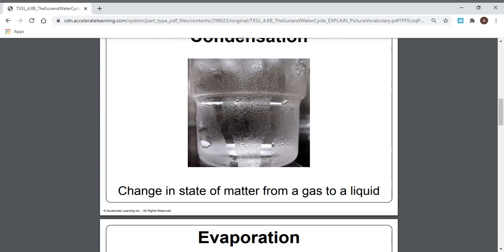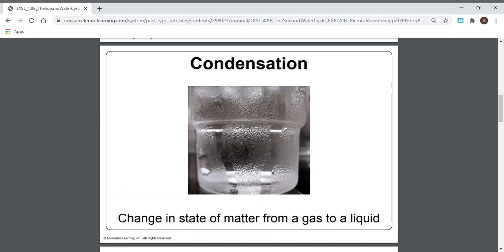Next is condensation. Condensation is a change in state of matter from a gas to a liquid. So knowing from our water cycle, it starts with being in a puddle or on the ground for groundwater. Then it goes up because of evaporation, because of the liquid changing to a gas. And then from evaporation, it's condensation, where it is the gas to a liquid.